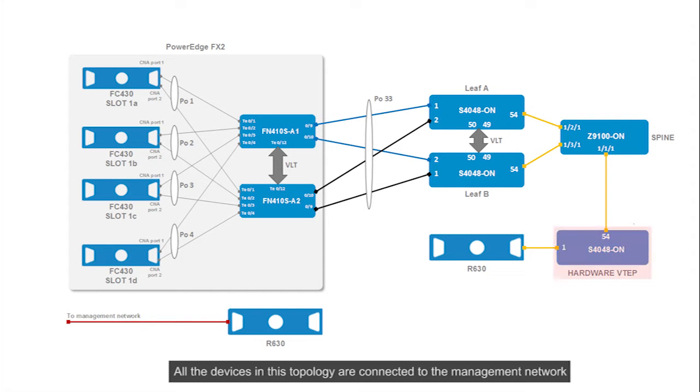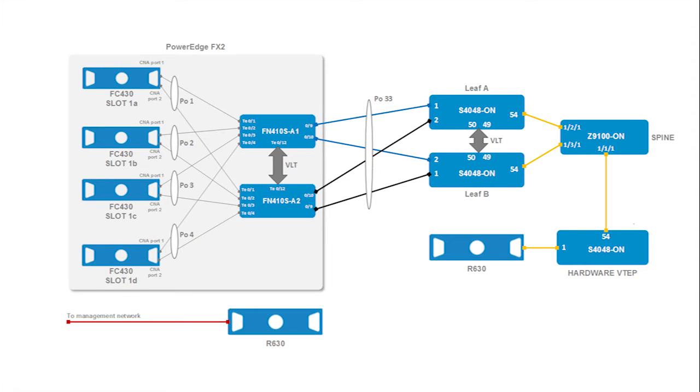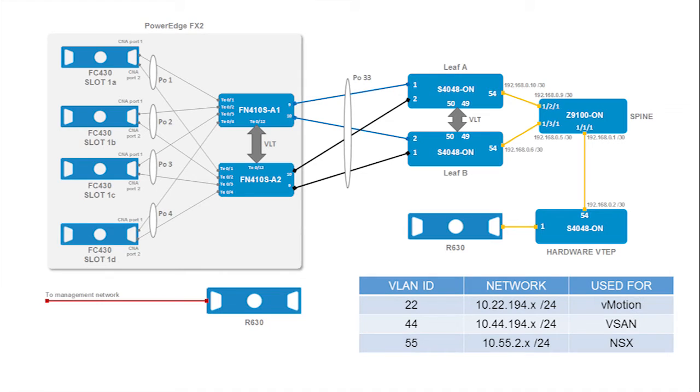Z9100-ON has a connection running up to S4048-ON, which is used as a hardware VTEP. There is a PowerEdge R630 server running Windows OS that is connected to the hardware VTEP. There is a PowerEdge R630 that is used for management. The vCenter runs on it. We will also be installing NSX Manager on this R630. The table provides details on VLANs and network used for vMotion, vSAN, and NSX. 192.168.0 network is being utilized by OSPF.